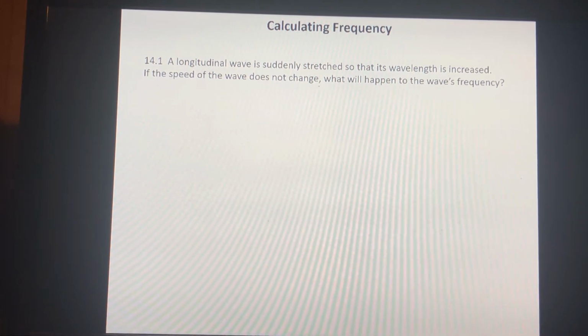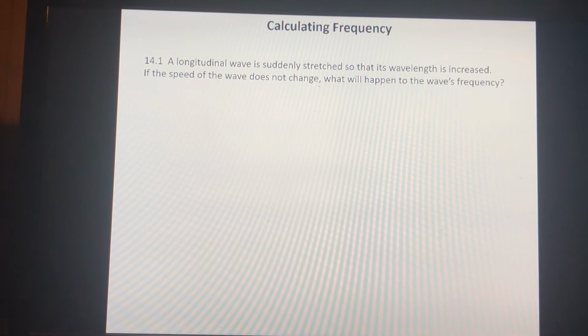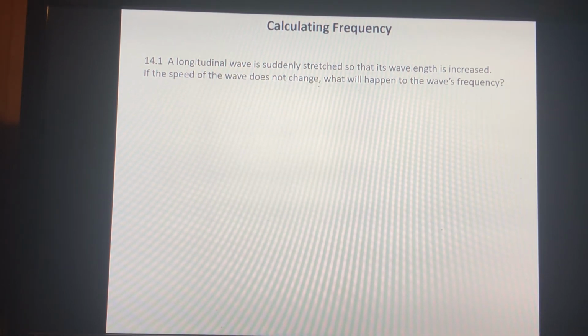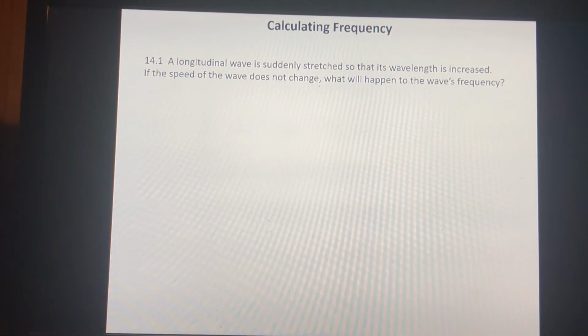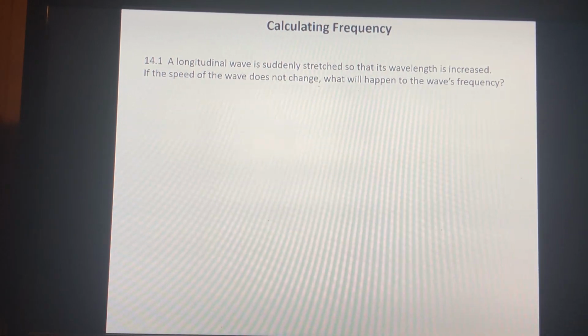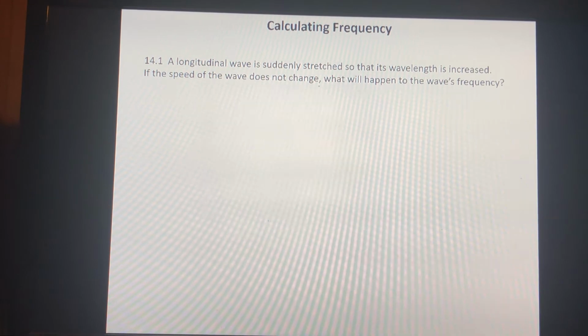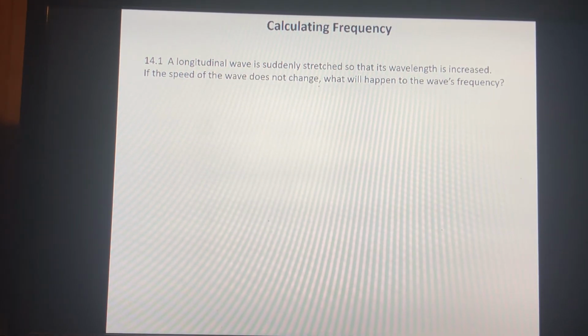All right, from On Your Own question 14.1. I know you've already done this. I just want to go over it together so that it will help you go through the process again, and you learn how to use the frequency equation again. Remember that my new motto is that it's not so much knowing the answer as knowing how to get the answer. So here we go.